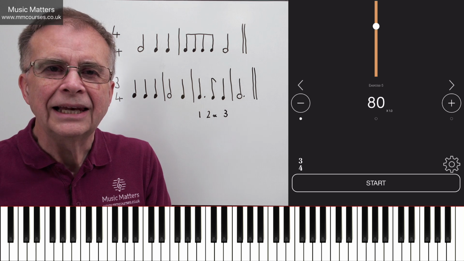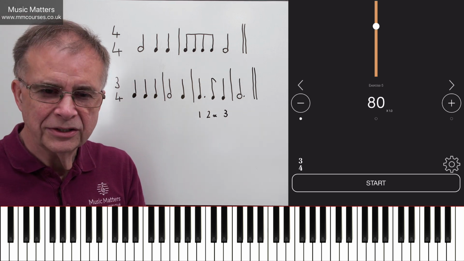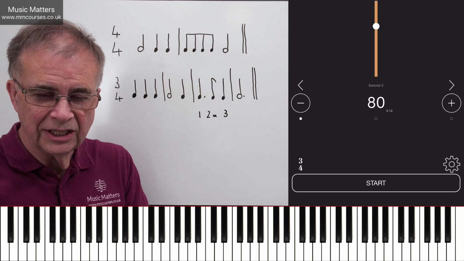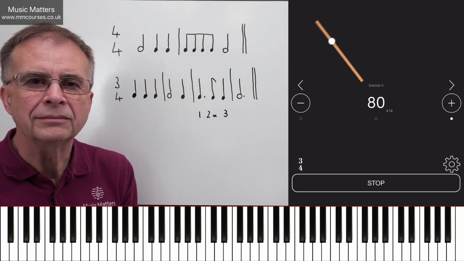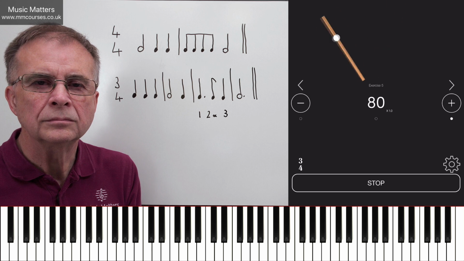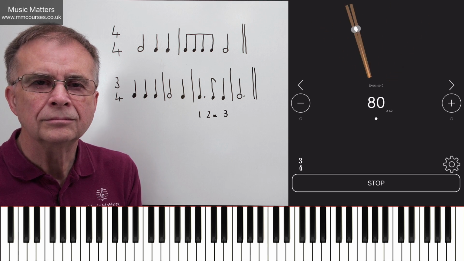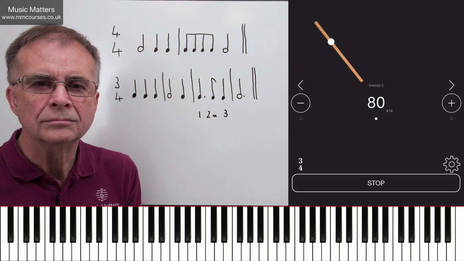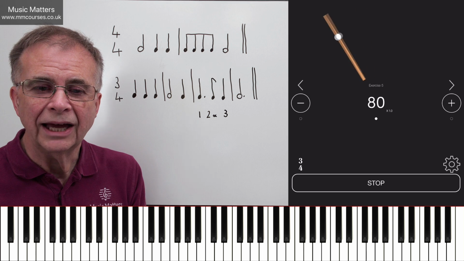All right, let's take it up to 80, deliver the same rhythm at a faster speed. So I'll let you try it first. Here's a bar for nothing. 2, 3. Okay, let's try that together.